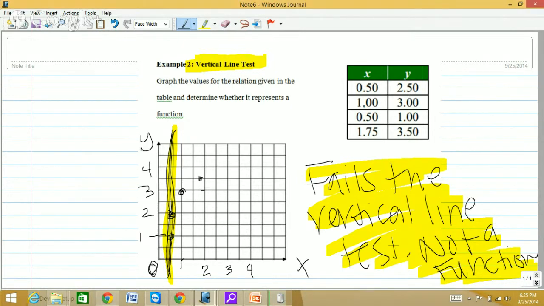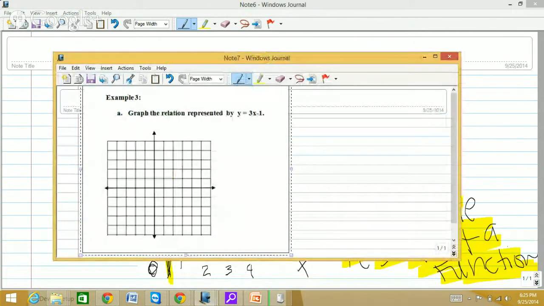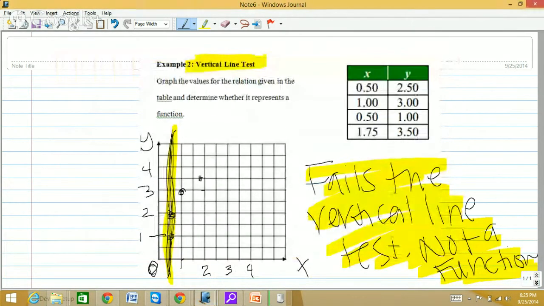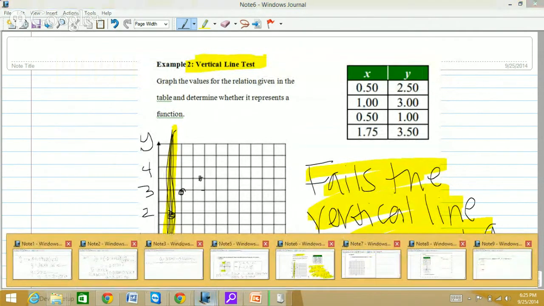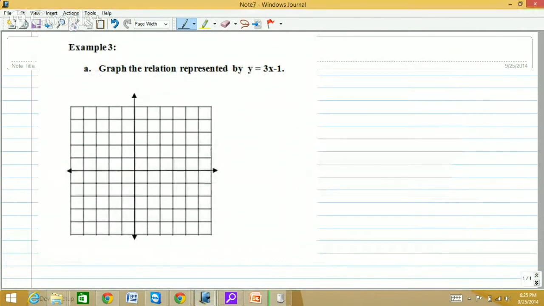So let me hide this here and get on to example 3. It just simply wants us to graph the relation, and then the next part, which is on another slide, it wants us to find the domain and range. So remember, we just took a test on this, so this should be easy. Don't forget to tell me that this is the x and this is the y, and don't forget to label. Remember, you're going to get points off for that.